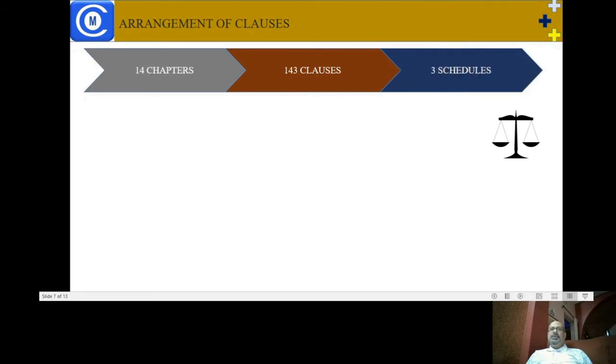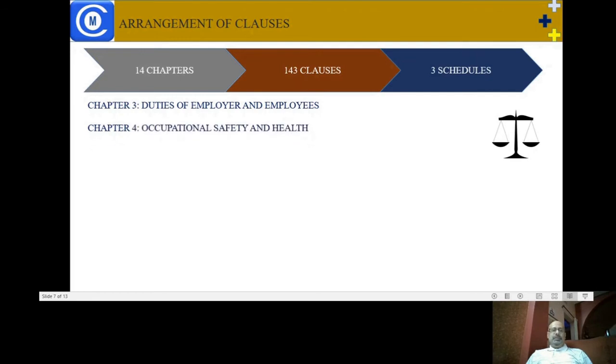Now, entering into the code, we find there are 14 chapters, 143 clauses, and 3 schedules. Out of that, with regard to health, safety, and working condition, Chapter 3, duties of employer and employees, is important. Chapter 4 is occupational safety and health, and Chapter 5 is health, safety, and working conditions. These 3 chapters we will mainly focus on. We will also go through other chapters.